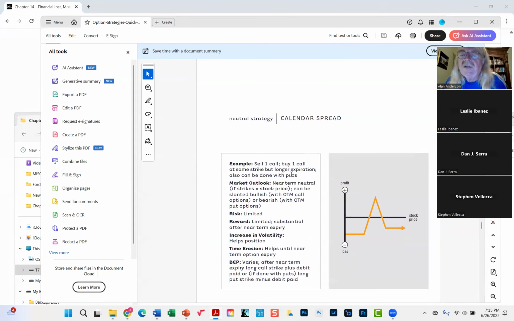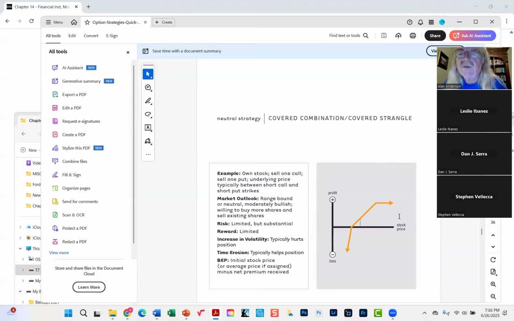So now look at this one. Now this one is different because the two options that we're buying, or actually we're selling one and buying one, they have different expiration dates. That's the first time we've seen this. So you can see that you're hoping that the price stays here in the center, but there's a cap on your potential losses.